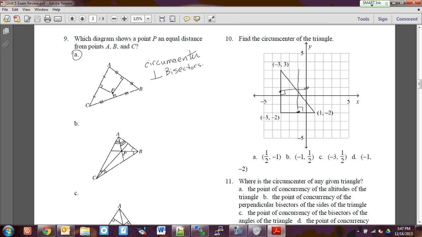Connect this over. They should have actually crossed right here on the triangle. And now all we have to do is find the coordinates of that point, where we go back -1, up 1/2. So our point is B, -1, positive 1/2.